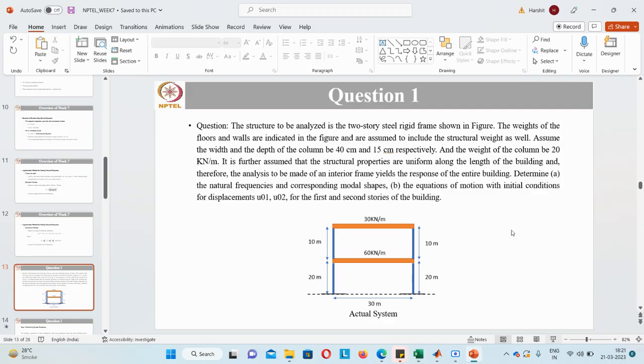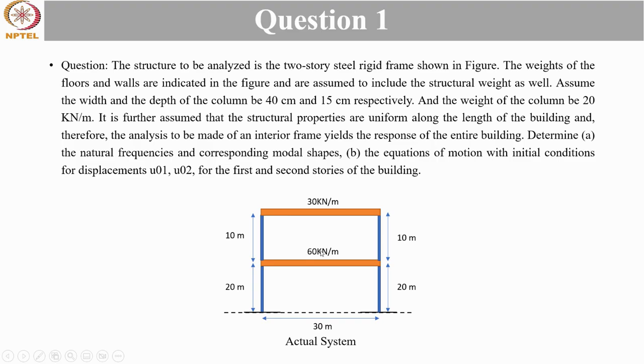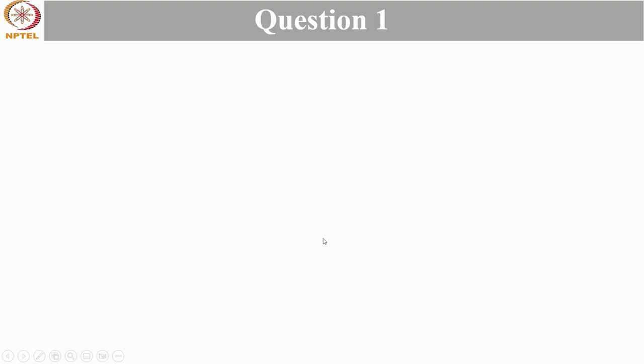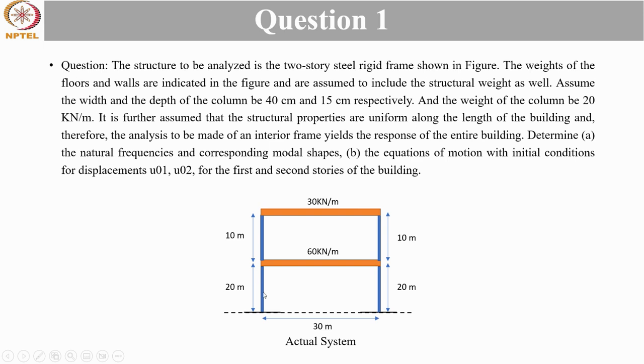So it is given in the question, we know the weight of the two floors, that is 60 kN per meter and 30 kN per meter. We know the length and height of each floor and the columns for each floor. We know the width and the depth of the columns, and we know the weight of the columns. And further, we are asked to assume the structural property to be uniform. We need to determine the natural frequencies and the modal shape, and write the equation of motion for initial conditions for displacement u1 and u2.